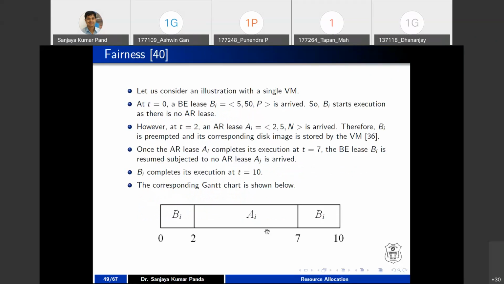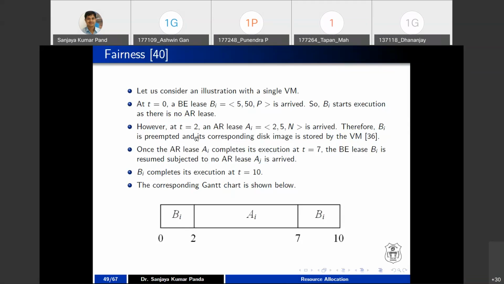So if you can see in this particular diagram, at the time t is equal to 0, one best effort lease arrives. It is asking for 5 time units of work, and this work needs to be assigned before the 50th time unit, in the primitive mode. So what we are doing? We have immediately scheduled it here because there are no leases at the time t is equal to 0.